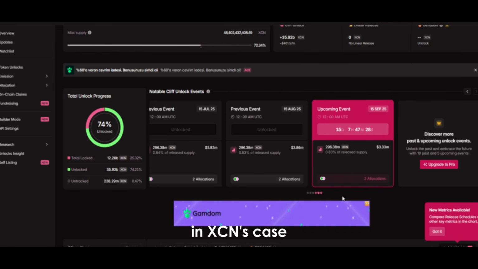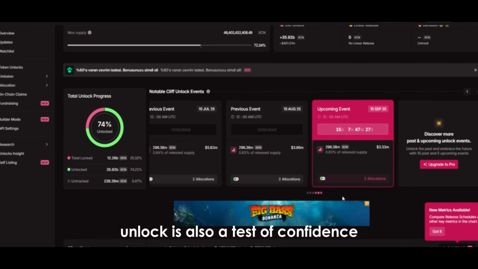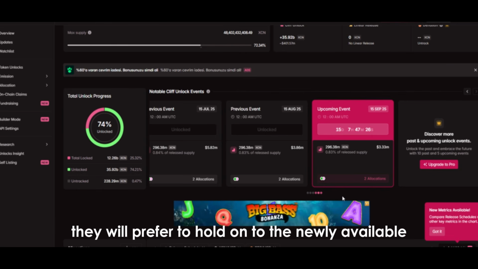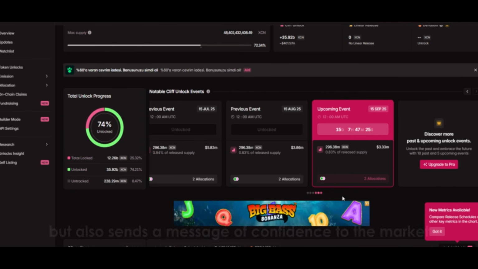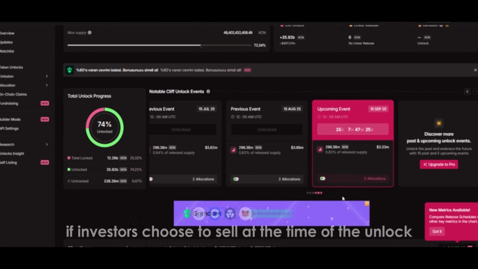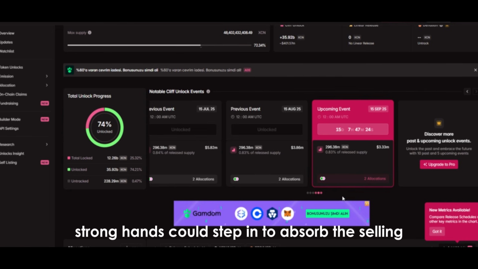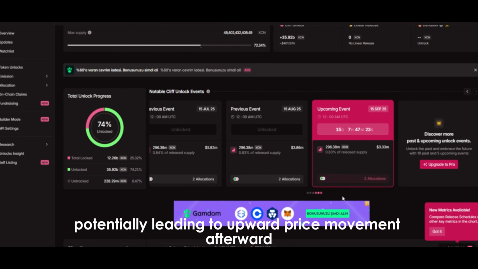In XCN's case, it's important not to forget that the token unlock is also a test of confidence. If investors believe in the project's long-term future, they will prefer to hold on to the newly available tokens rather than sell them immediately. This not only prevents price drops, but also sends a message of confidence to the market. On the other hand, if investors choose to sell at the time of the unlock, even though there may be short-term price pressure, strong hands could step in to absorb the selling, potentially leading to upward price movement afterward.